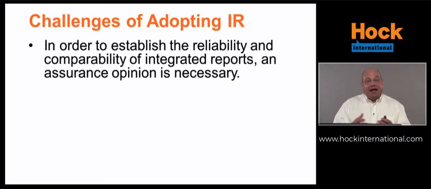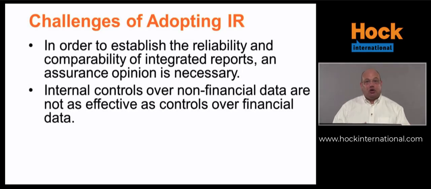We may need to have an assurance opinion about this information in order to establish that our reporting is reliable, that it is comparable. And so we may need to essentially have an audit of this non-financial information as well as the financial information. Okay? But that's a little harder to do. We don't have internal controls over the non-financial data as much as we do over financial data. And so some of the reporting, some of the trying to provide that assurance that our non-financial information is accurate becomes a little bit harder to do.